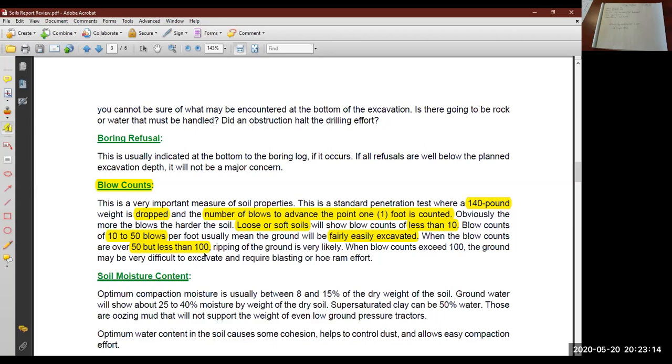As you approach 100 for a blow count, the ground is getting quite hard, and it's possible that you cannot dig it with an excavator. So exceeding 100, ground may be very difficult to excavate and possibly require blasting or some other type of ripping method in order to remove the material.